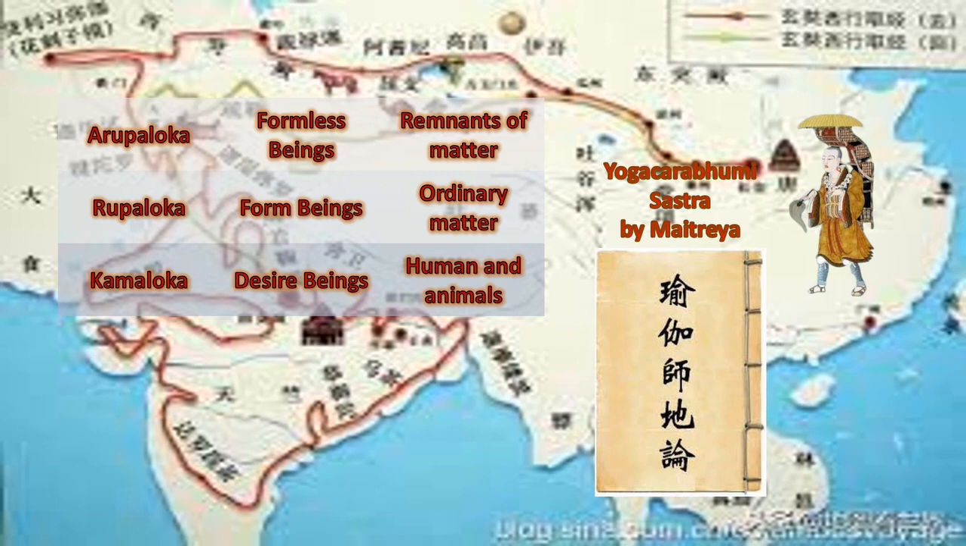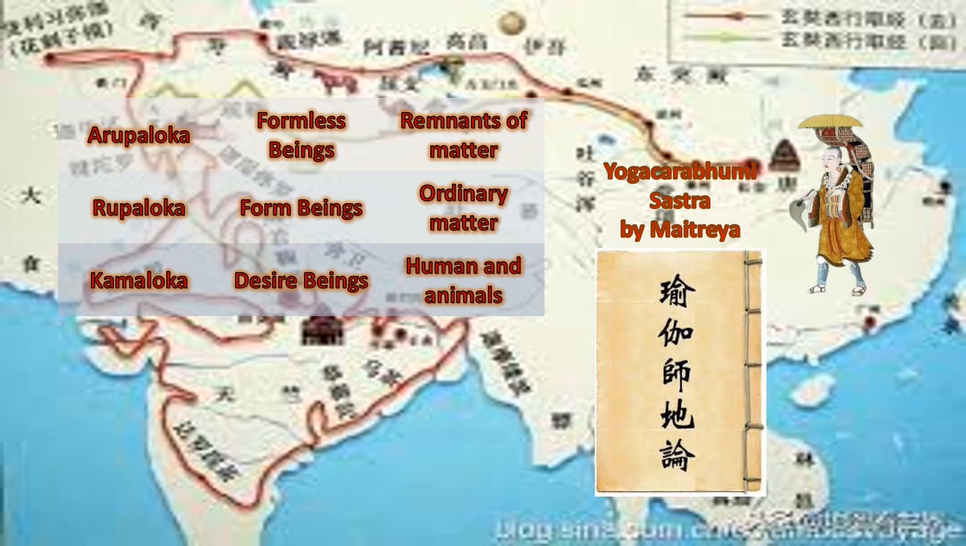Above the form beings are the formless beings. They do not have ordinary matter but have remnants of matter. Similarly, there are also 4 levels. Also, the higher up they are, the larger in size they are, and with longer lifespans. The lifespan of the top formless being is said to be 80,000 eons. Much longer than 14 billion years.